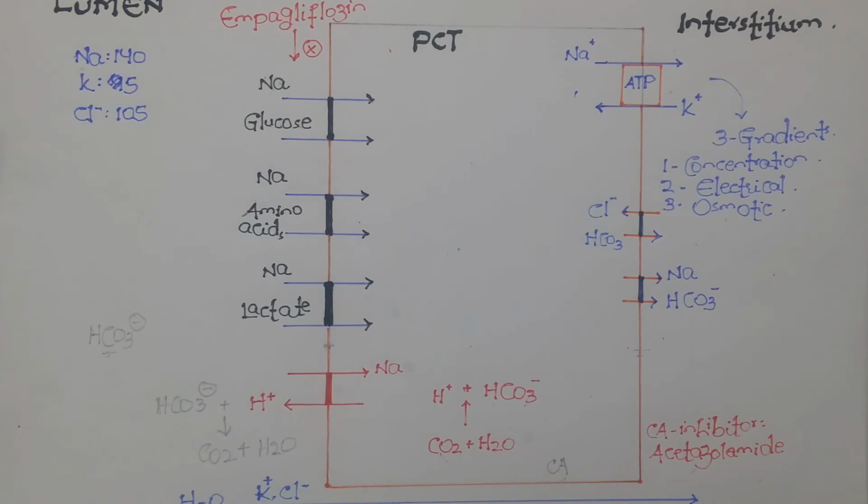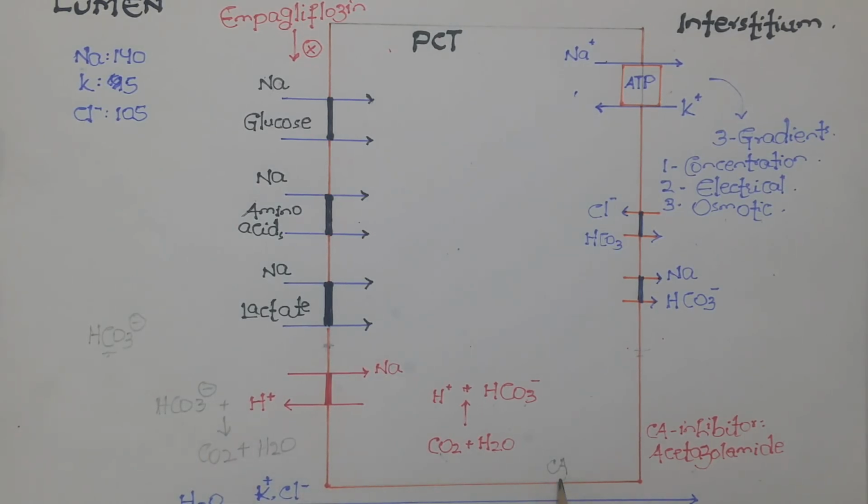So we can say the body can't afford the failure of the proximal convoluted tubule, and for the same reason we don't have any drug in clinical practice at the moment that can completely block the reabsorption in the proximal convoluted tubule. However, we have a few drugs used for some other indications which selectively block the function of the proximal convoluted tubular cells.